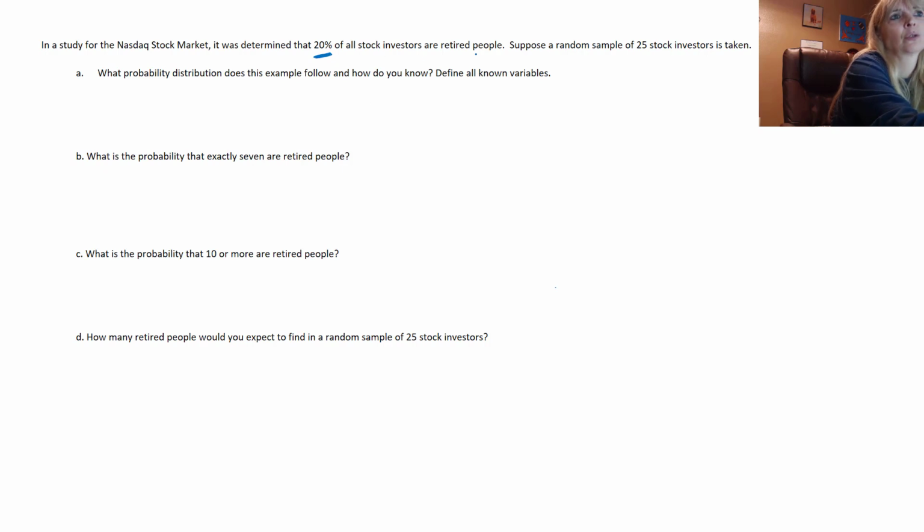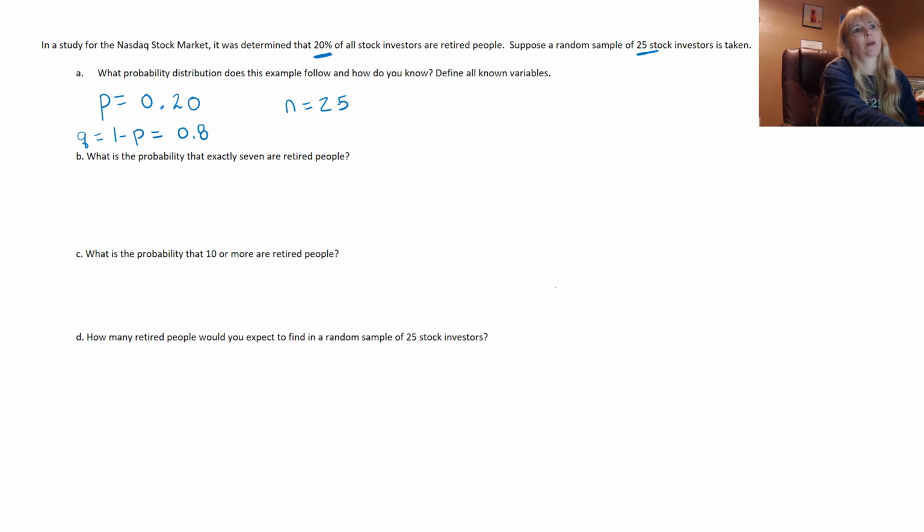This problem states: in a study for the NASDAQ stock market, it was determined that 20% of all stock investors are retired people. Suppose a random sample of 25 stock investors is taken. So I know that the probability that they are a retired stock investor is 0.20. I know the probability that they're not, which is our Q, which is 1 minus P, would be 0.8. And I also know my number of stock investors is 25.